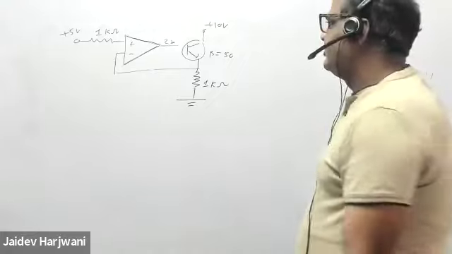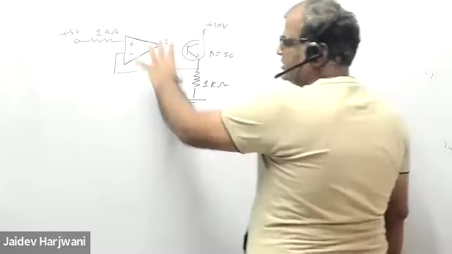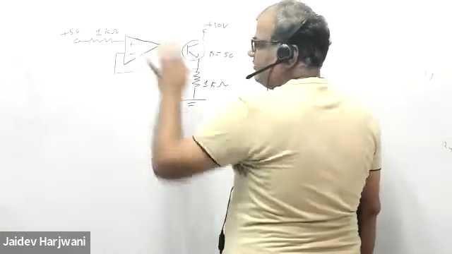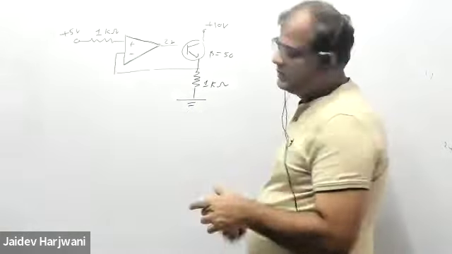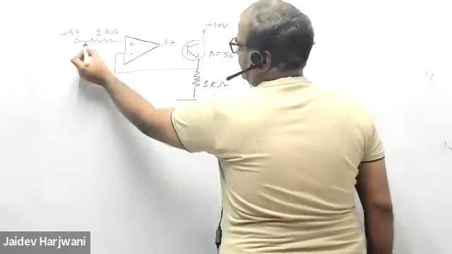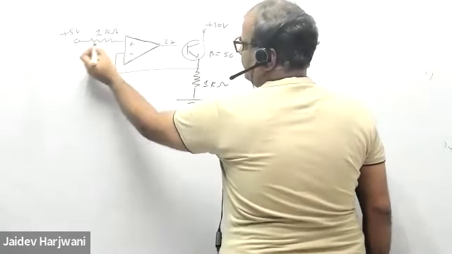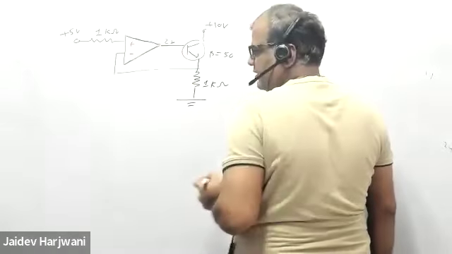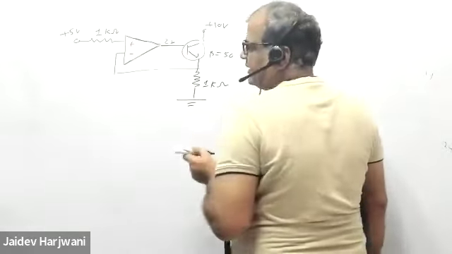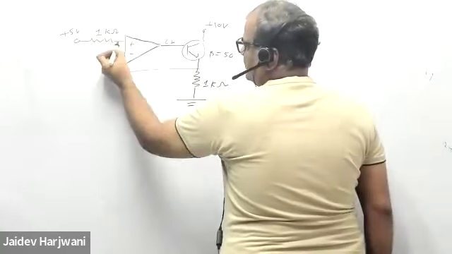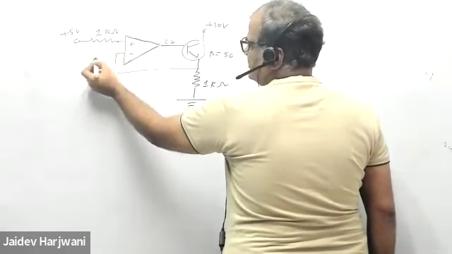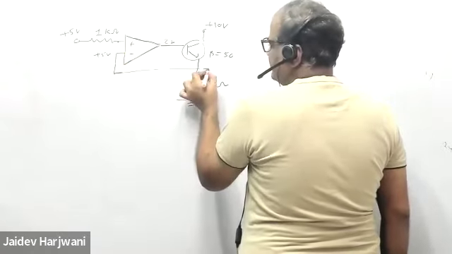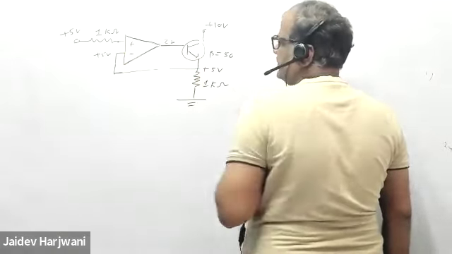So we know from the properties of op-amp that the terminal voltages will be almost the same. Because input terminals do not draw any current, here no current is flowing. So this point is 5 volts, so obviously this will also be 5 volt. This 5 volt directly will come here.